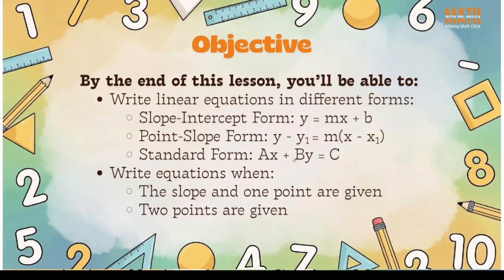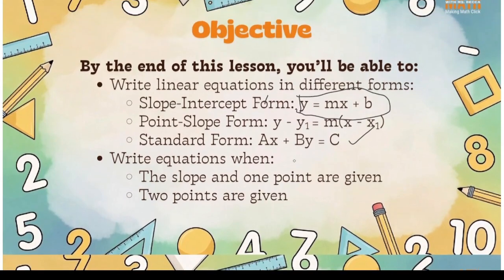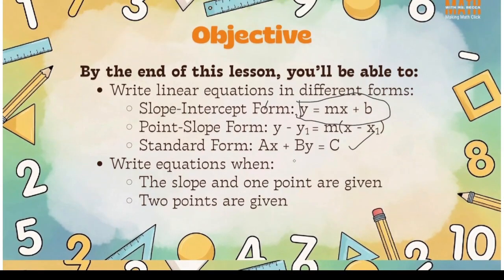By the end of this video, you'll be able to write linear equations in different forms, like the slope-intercept form, which is in the form y equals mx plus b. And then you'll be able to write linear equations in the point-slope form, which is y minus y1 equals m times (x minus x1). And then you'll be able to write linear equations in standard form. And also you'll be able to write equations when the slope and one point are given, and also when 2 points are given and you're asked to write the linear equation. Don't worry, we will take it step by step.